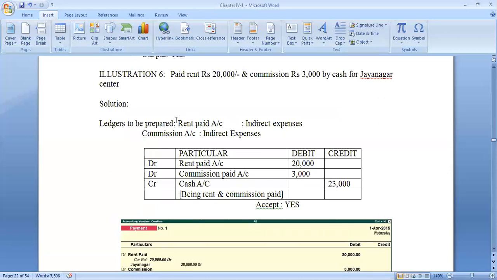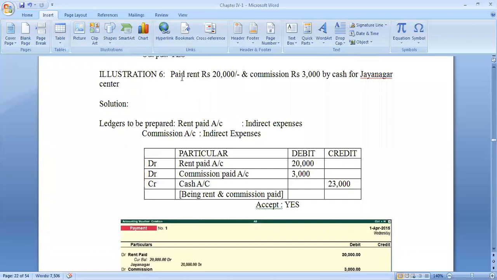Okay. So what is the first transaction? Be very careful. Paid rent rupees 20,000, commission rupees 3,000 by cash for Jayanagar Center. So what is being paid here? Rent as well as the commission is paid. So rent and commission is paid.